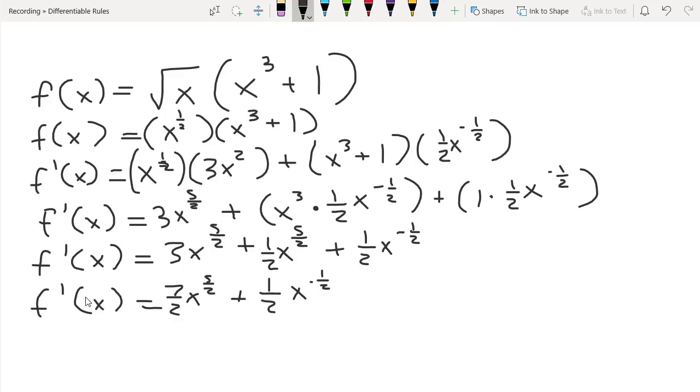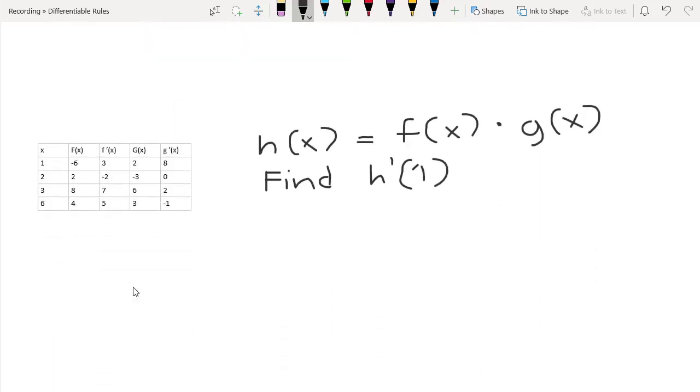So then let's try one more problem here, where they give us a table right here, and they ask us, if h of x equals f of x times g of x, to find h prime of 1. For this problem right here, this is a problem they use commonly on the AP test, and you'll probably see it a lot in your calculus class if you take it.